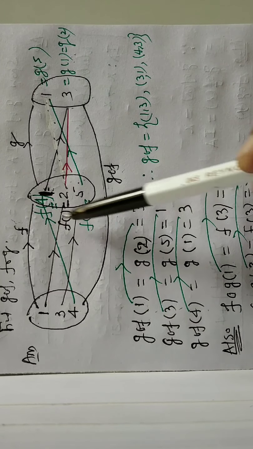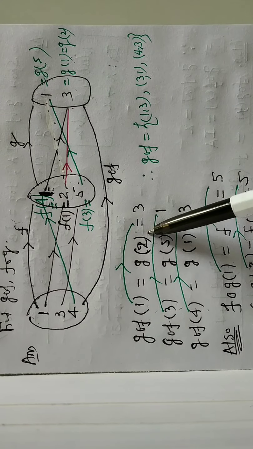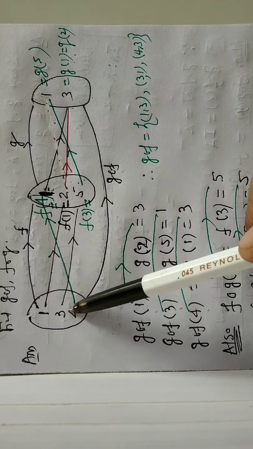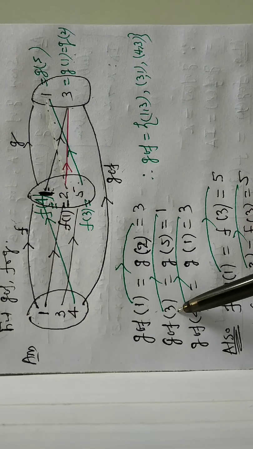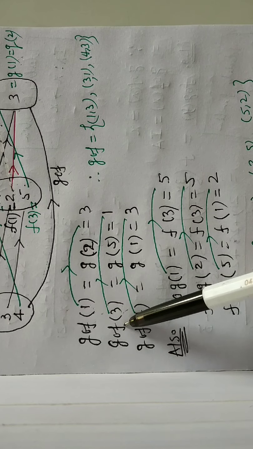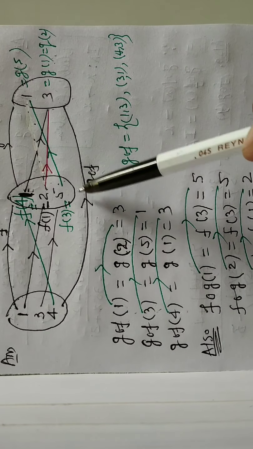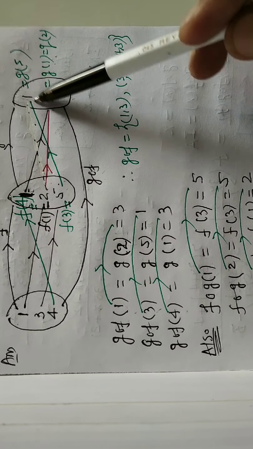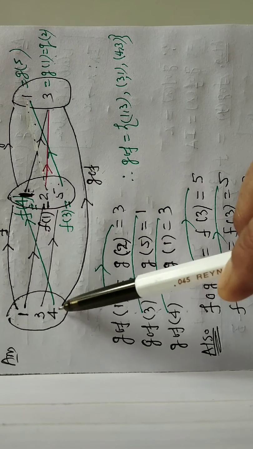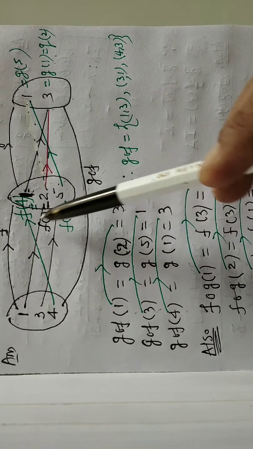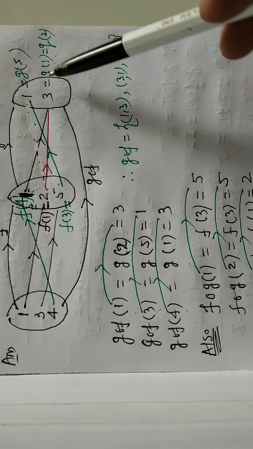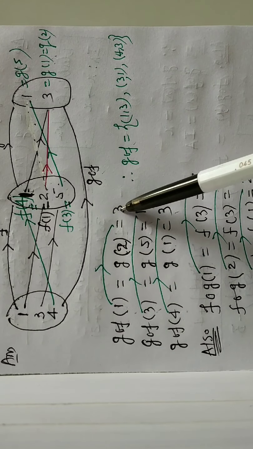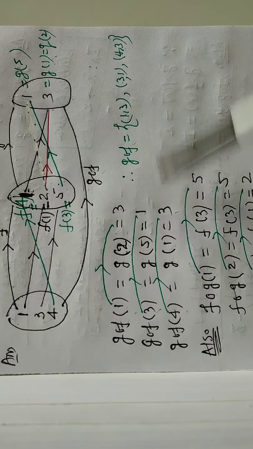So F1, put the value of F1. F1 is equal to 2, G2, and G2 is already 3. So this is 3. So GOF of 3 is equal to, put the value of F3. F3 is 5, so G5, and G5 is 1. And GOF of 4, G of F4, put the value. F4 is 1, G1 is here 3. It means GOF: 1 goes to 3, 3 goes to 1, 4 goes to 3.